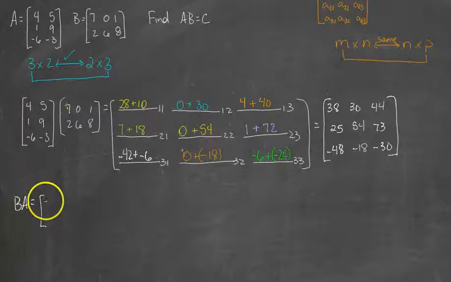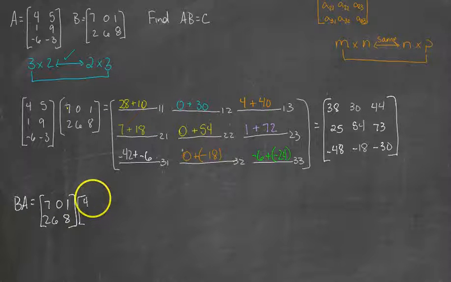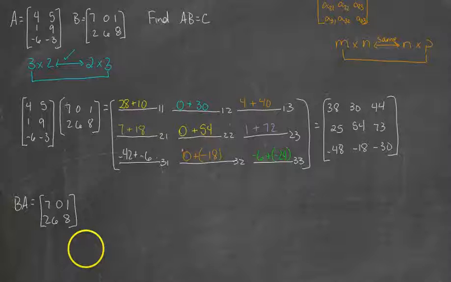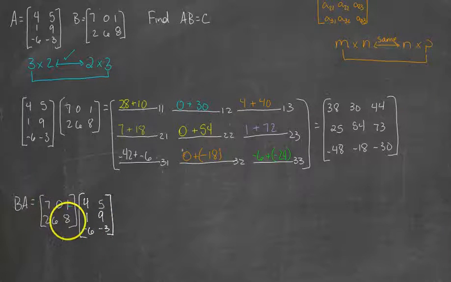So B is [7, 0, 1; 2, 6, 8], and A is [4, 1; -6, 5; 9, -3]. So we're looking at a 2 by 3, and a 3 by 2. Good, I can. So the 3 and 3 are on the inside. That's the same, so I'm good to go.